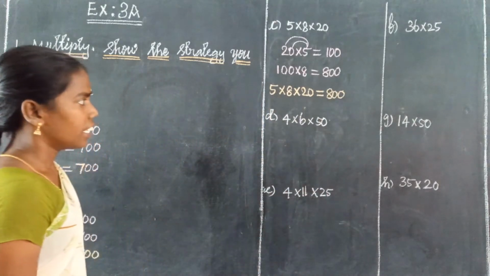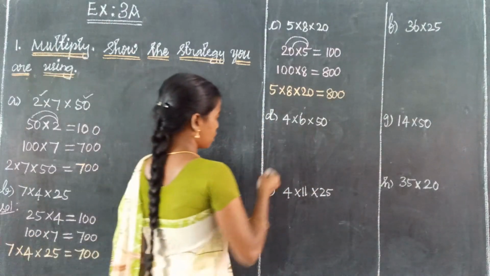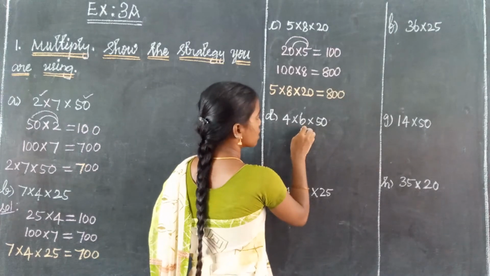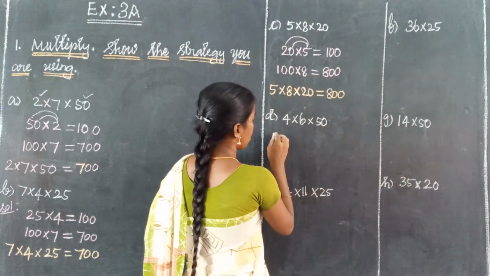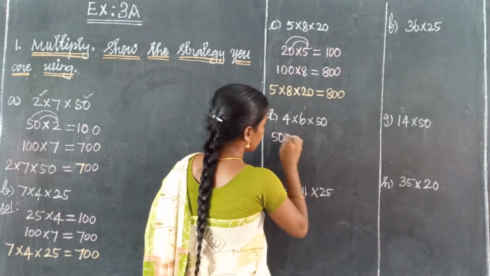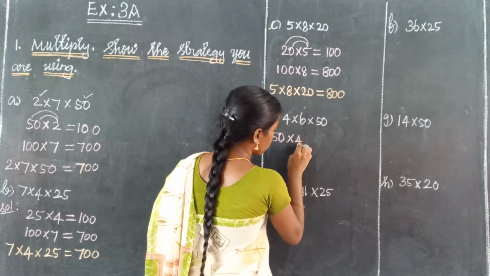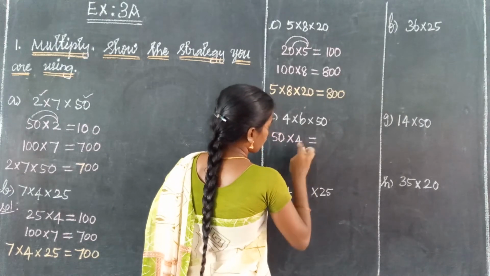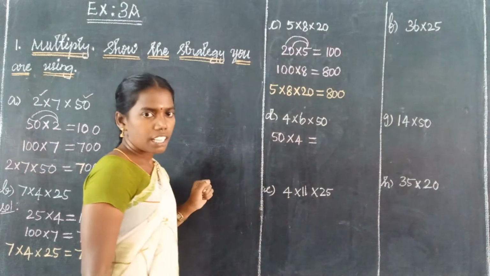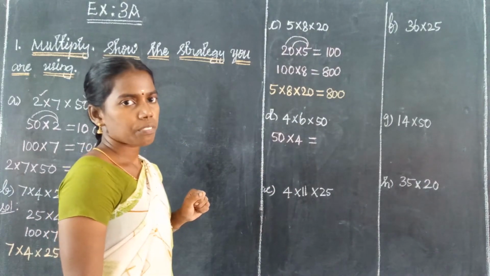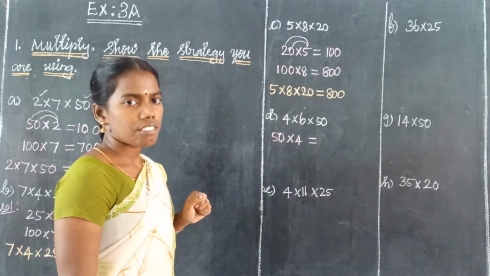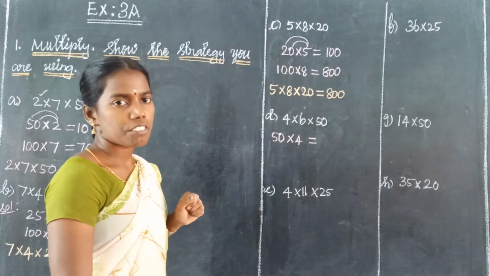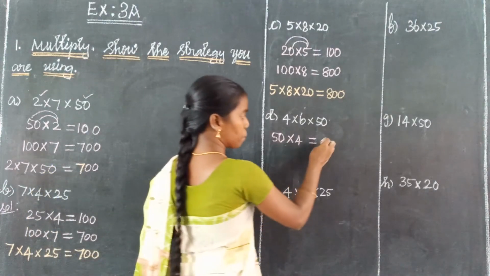And then the D problem. This is also the same kind of problem: 4 into 6 into 50. I am using the first value 50 and the second value 4. Is it? So 1 50 is 50, 2 50s are 100, 3 50s are 150, 4 50s are 200. So we can note it like this.